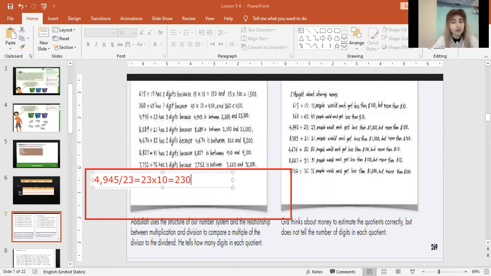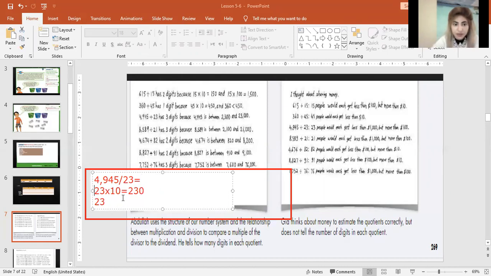230 is so far away from 4,000, right? It is in the hundreds and that's 4,000. So we complete. 23 multiplied by 100 is 2,300. Let's complete 23 multiplied by 1,000. Don't forget the comma. It will be 23,000. Okay, so who is bigger? Of course, 23,000 is bigger. So we will stop. We will not take 23,000.